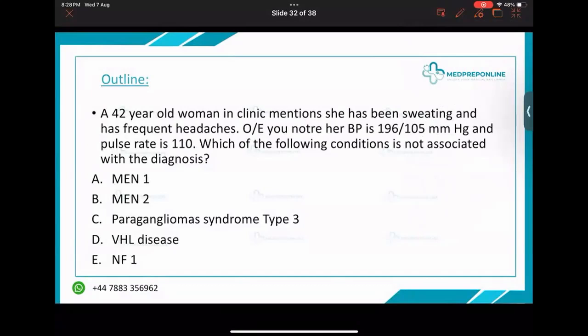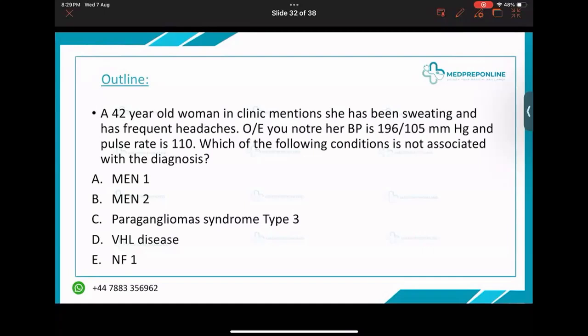A 42 years old woman in clinic mentions she has been sweating and has frequent headaches. On examination, you notice her BP is 196 by 105 millimeter of mercury and pulse rate is 110 per minute. Which of the following conditions is not associated with the diagnosis? MEN 1, MEN 2, paraganglioma syndrome type 3, VHL disease, NF1. So which is the disease in question? What's your clinical diagnosis? Pheochromocytoma.